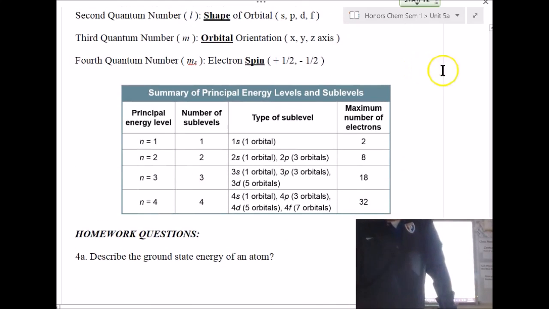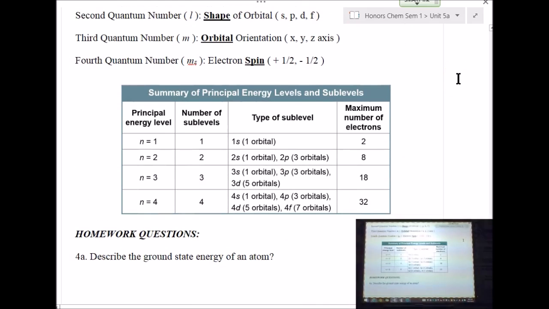All right, and here is a nice little table that helps to summarize everything that we've talked about today. Now, the good news is, yes, you're going to need to know this for the test, but after the next lecture, the periodic table will actually show this for you. You just don't realize that the periodic table that we have gives us all this information.